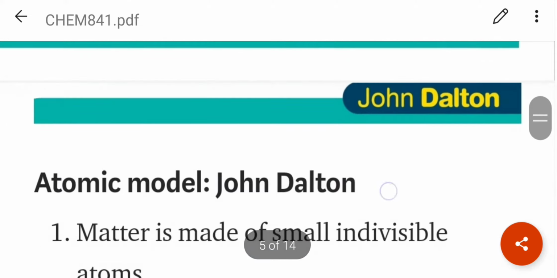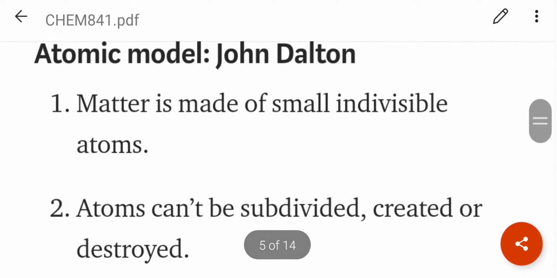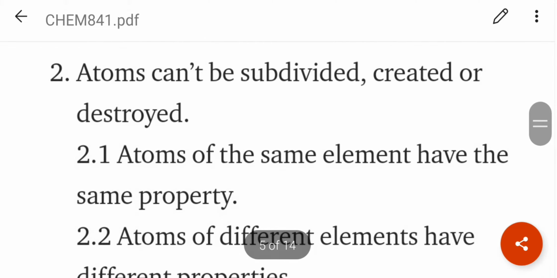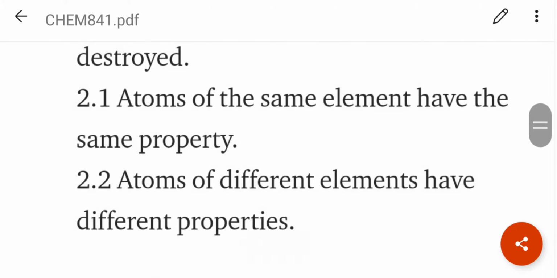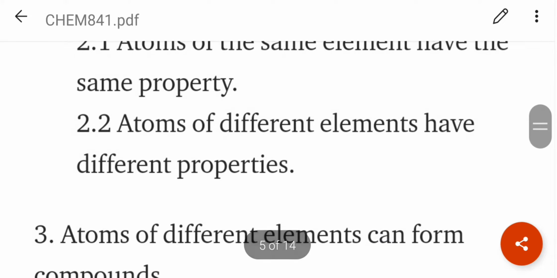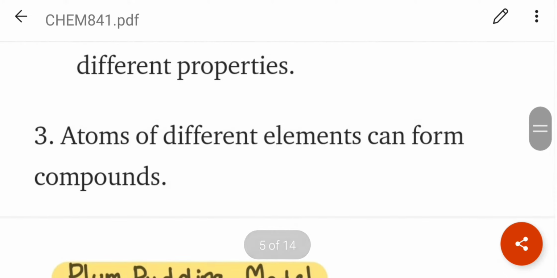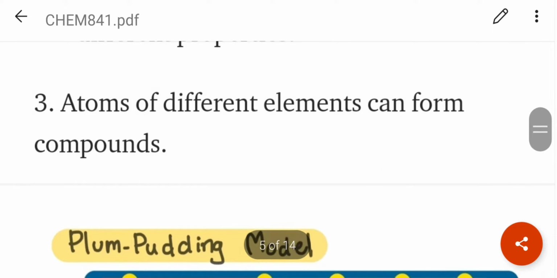Okay, so these are the main points. Matter is made up of small indivisible atoms. Atoms can't be subdivided, created or destroyed. Atoms of the same element have the same property, but atoms of different elements have different properties. Atoms of different elements can form compounds, as I gave you the example of sodium chloride.